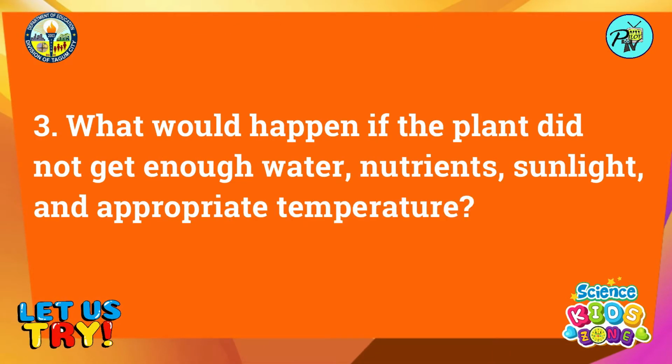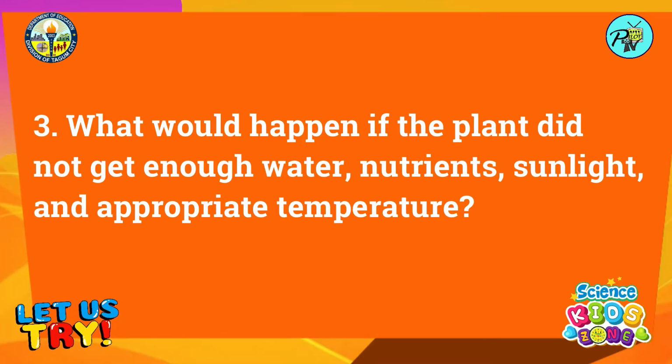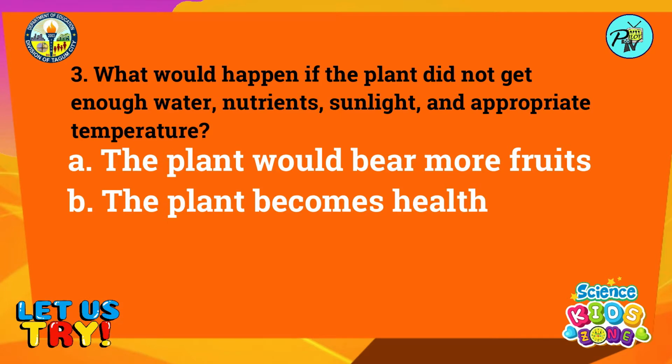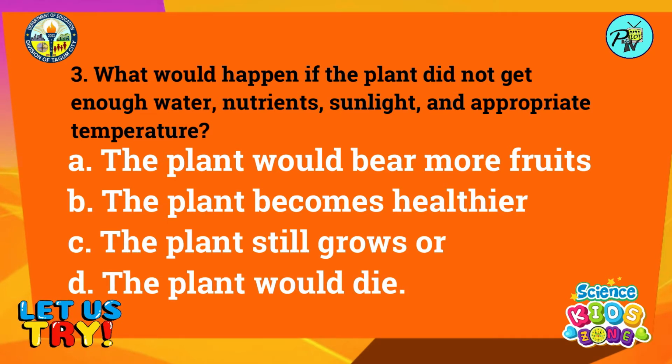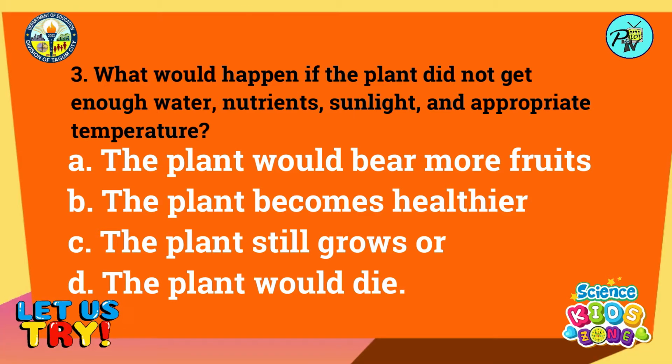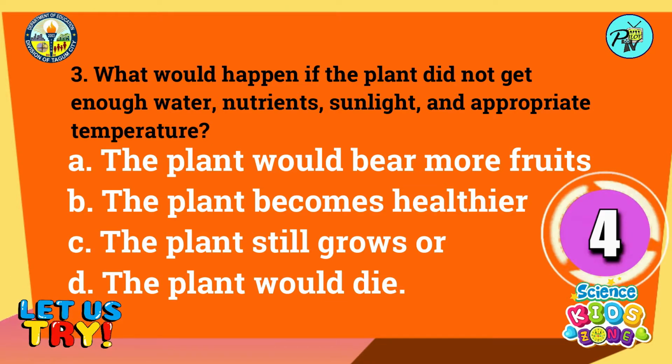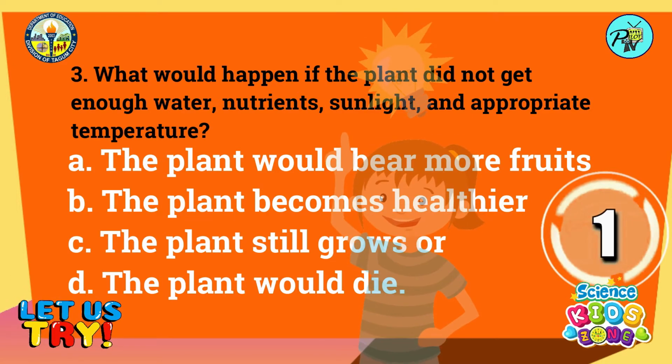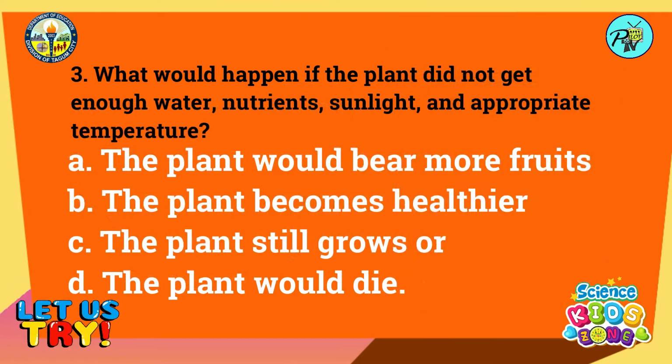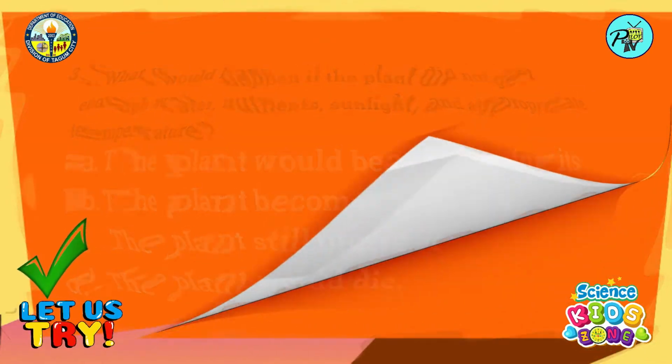Question number 3. What would happen if the plant did not get enough water, nutrients, sunlight, and appropriate temperature? A. The plant would bear more fruits. B. The plant becomes healthier. C. The plant still grows. Or D. The plant would die. Your time starts now. Time's up! What is your answer? If your answer is D, you got it right! Plants will eventually die.